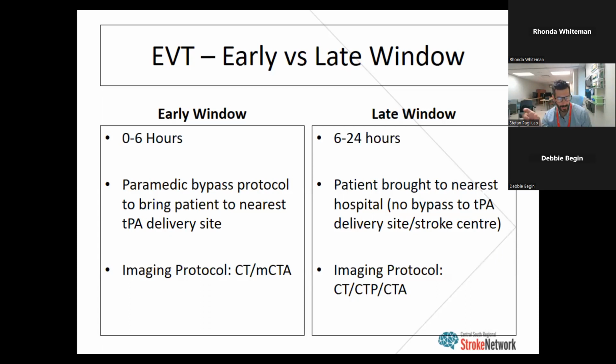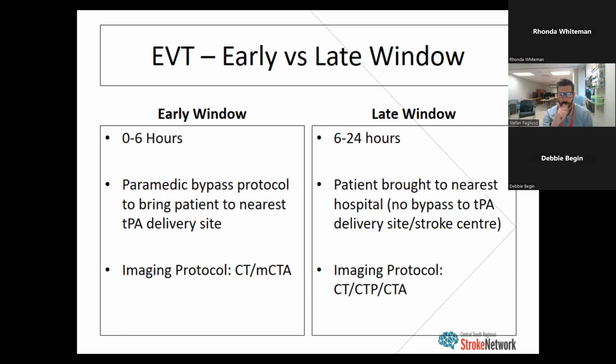In the expanded window of 6 to 24 hours, a patient is brought to the nearest hospital as quickly as possible, and we've worked with all hospitals in our region so they can do appropriate assessments and recognize potential expanded window EVT candidates. They would link to their nearest stroke center, and get eligible patients there as quickly as possible. Once at that stroke center, the patient will undergo a different imaging protocol of a CT perfusion and CTA. This protocol also includes the utilization of RAPID software.